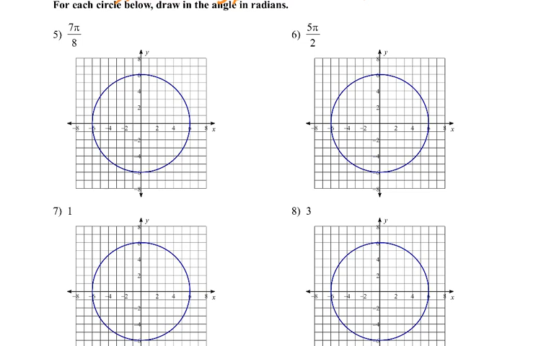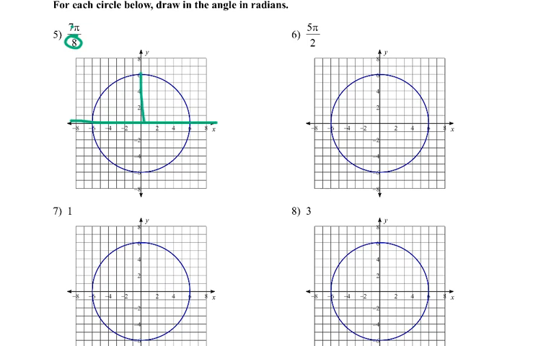Okay, now we're going to draw the angle in radians. So we may not be used to radians, but remember, the denominator, because half a circle equals pi, if we cut half of that circle into 8 pieces, then we're going to go to 7 of them. Okay, that's how we do it.